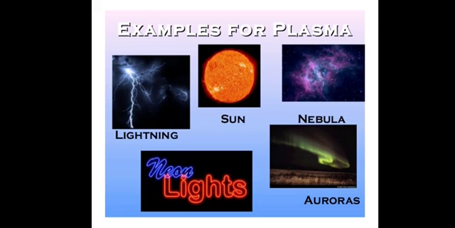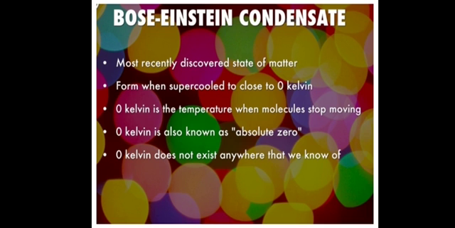The two more states of matter are the plasma state. Examples for plasma state are, we find this in the sun, in the nebulas, in the auroras, neon lights, plasma TV you might have heard of and you have seen also, and the lightnings.